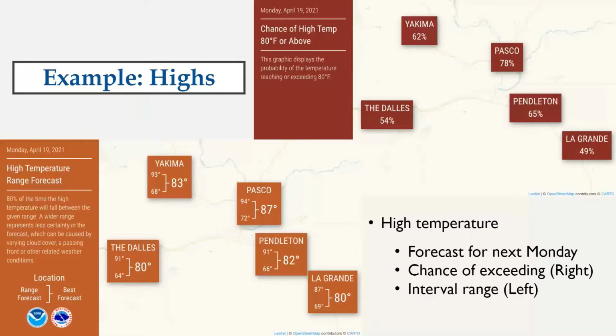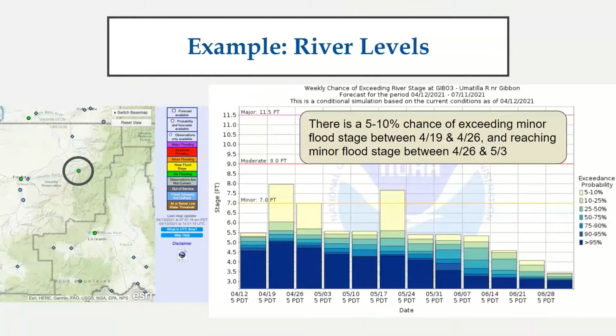And in the upper right is the chance of a high temperature of 80 degrees or more. And you can see Pendleton has a 65% chance of reaching or exceeding 80 degrees. So those are two examples of a probabilistic forecast, one being a range and the other just being a probability of reaching some threshold. Next.